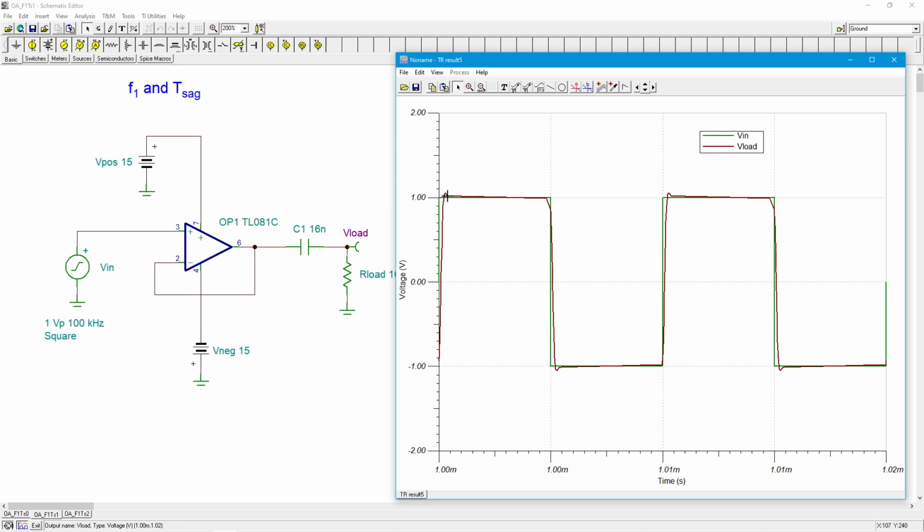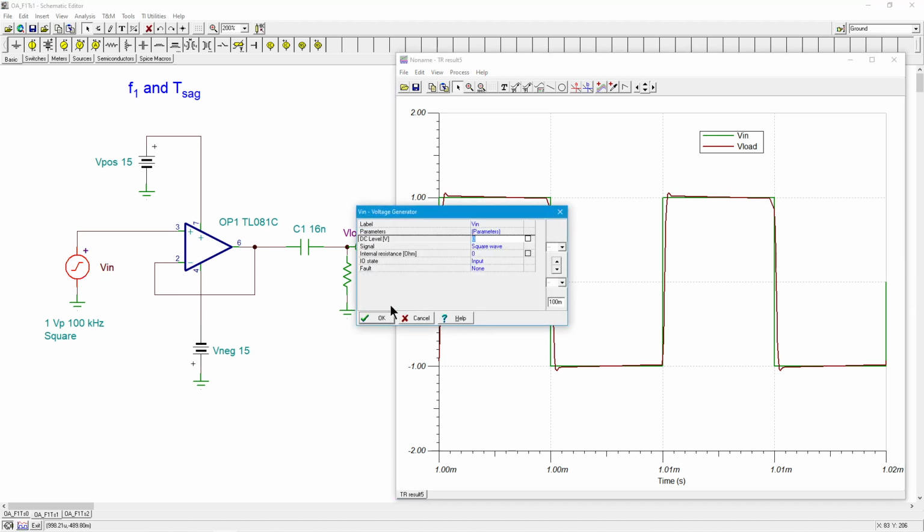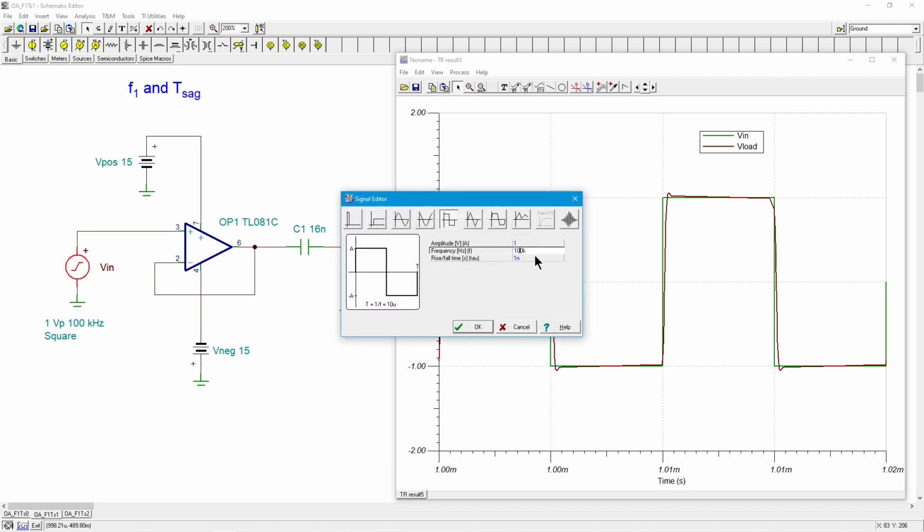There's a little bit of overshoot, and it looks like maybe this is not perfectly flat on these horizontal bits. Okay, let's take a closer look at that. This little thing should be perfectly flat, and you can see it's off by a couple of pixels basically. So I'm going to go back in and change my input frequency by a factor of 10. I'm going to bring it down from 100 kilohertz to 10 kilohertz.